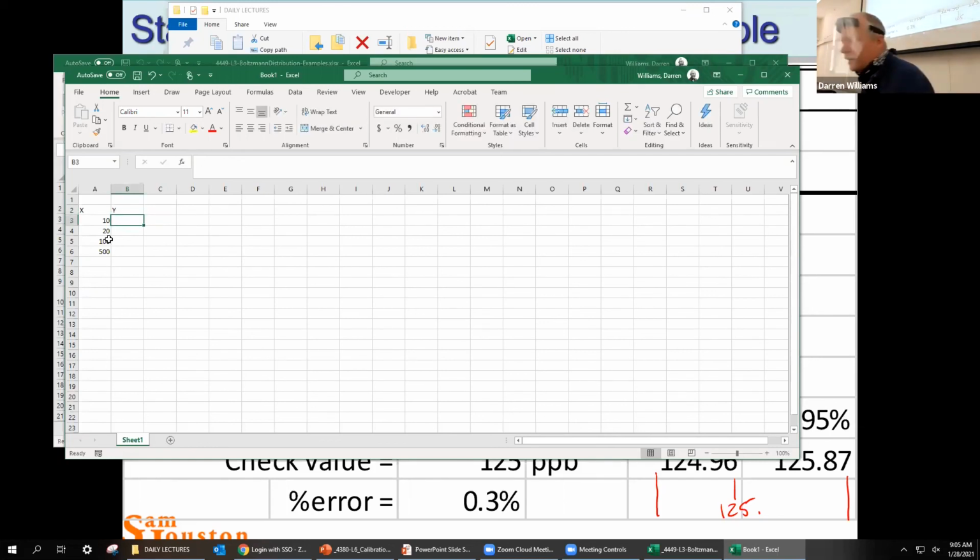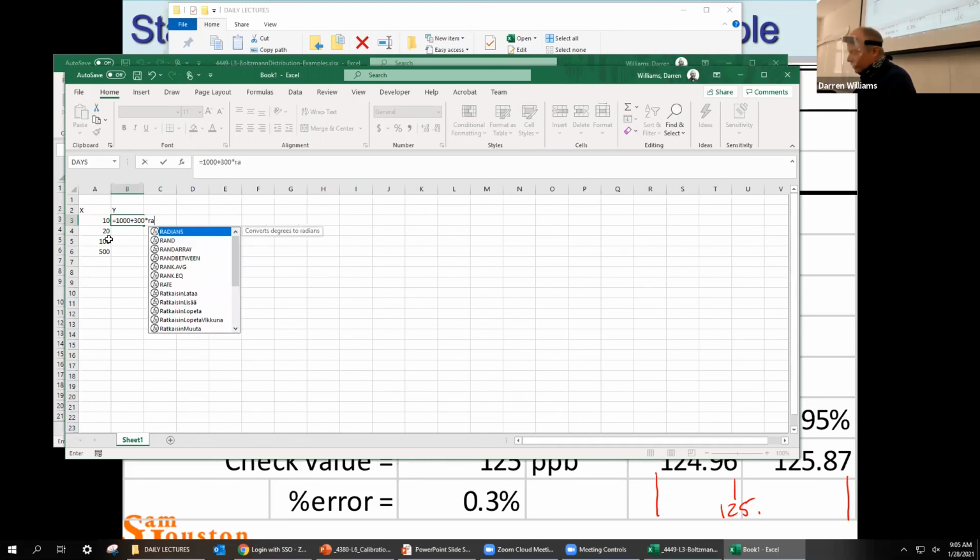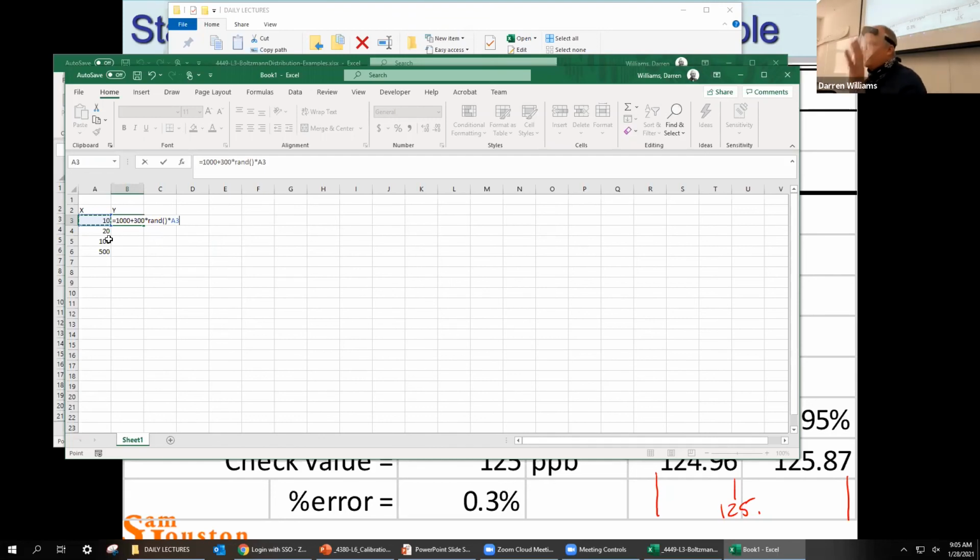So Y. Now I'm going to give it an M and B and some noise. So we're going to say Y is equal to 1,000 plus, we'll have a slope of 300 times random number times my X value. I just put random number in there so that we get some noise.